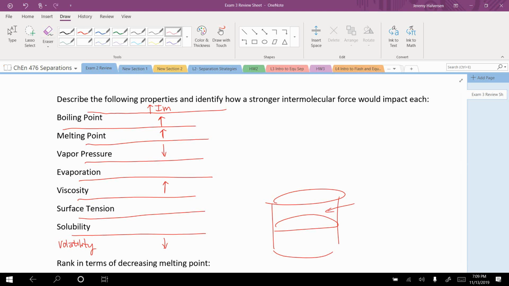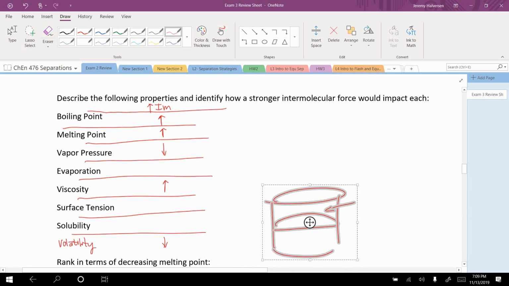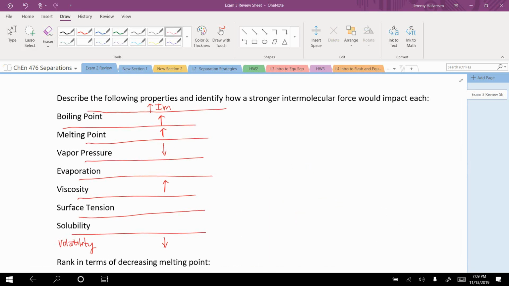So what about evaporation? If I increase my intermolecular forces, am I more or less likely to evaporate? Less. If I increase my intermolecular forces, does my surface tension get stronger or weaker? Stronger. Okay, and then if I increase my intermolecular forces, do I become more or less soluble? Less.